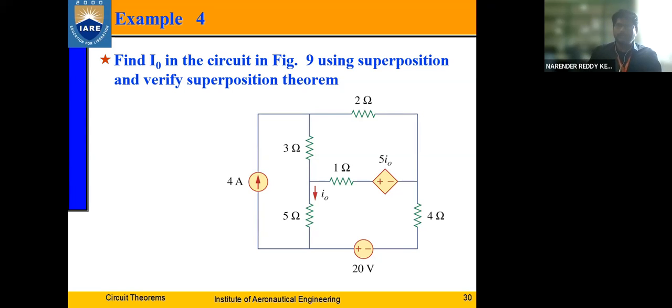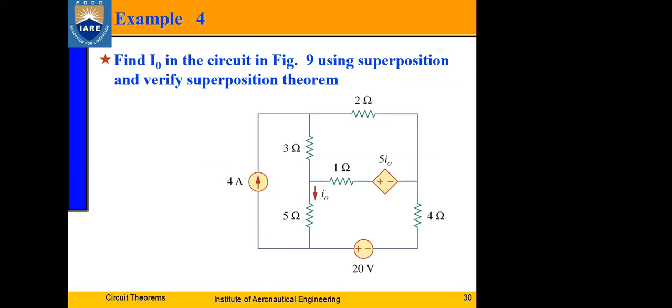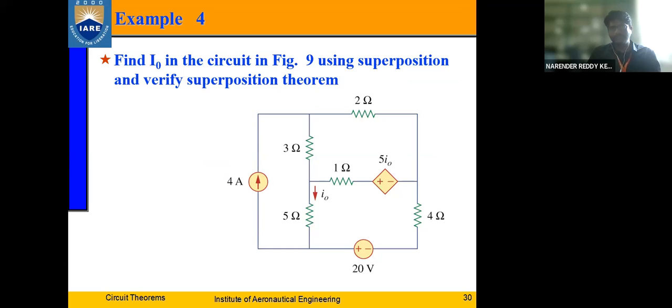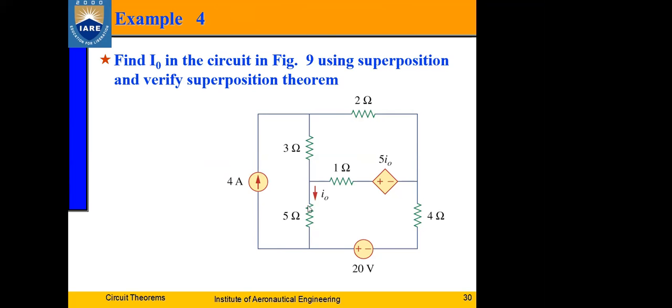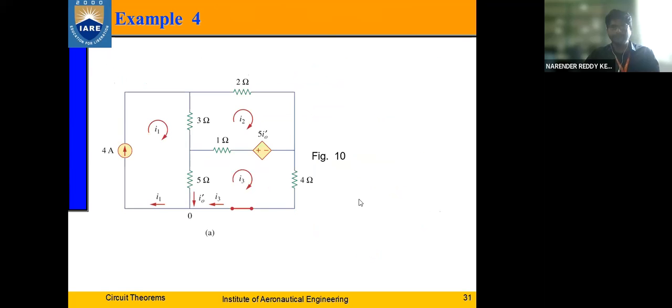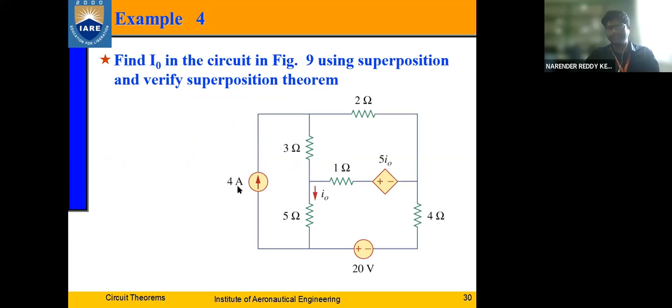So what in general do we do for applying the superposition theorem? How many sources do you have in this circuit now? Two independent sources. What are they? One is a current source of 4 amperes and a voltage source of 20 volts, right? So what shall we do first? Let me consider 4 amps as source 1 and 20 volts as source 2.